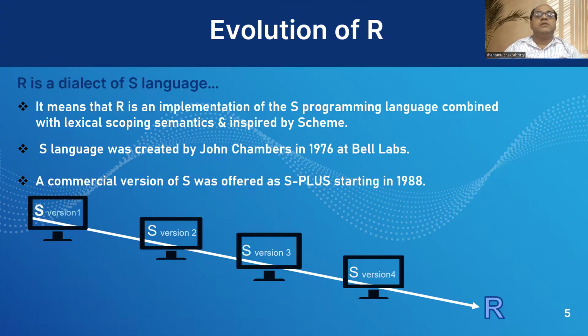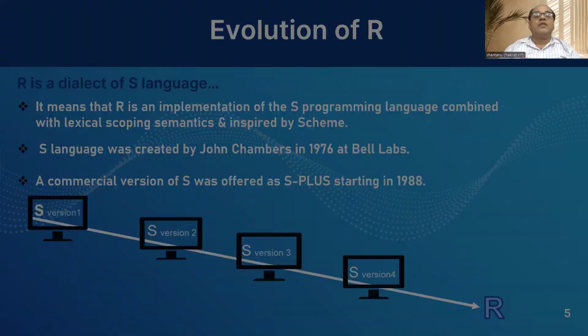Now, what are the features of the R programming language? R was developed by John Chambers at AT&T Bell Laboratories. It is an implementation of the S programming language with lexical scoping and semantics. It was inspired by the S language, which was developed by John Chambers in 1976 at Bell Laboratories. The commercial version of S was offered as S-PLUS, which started in 1988. R was designed and developed on the basis of S-PLUS.